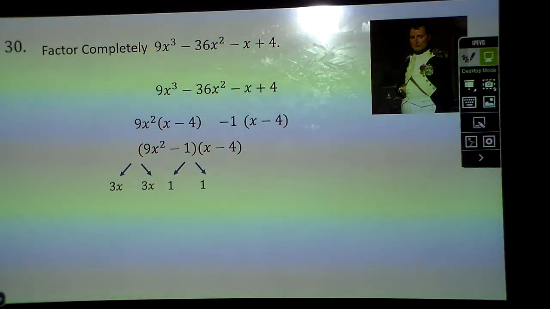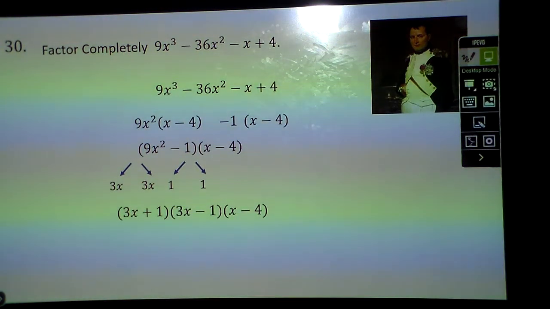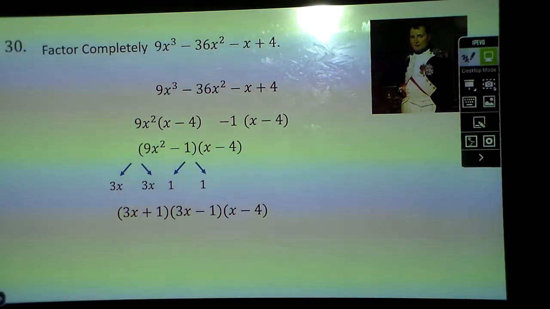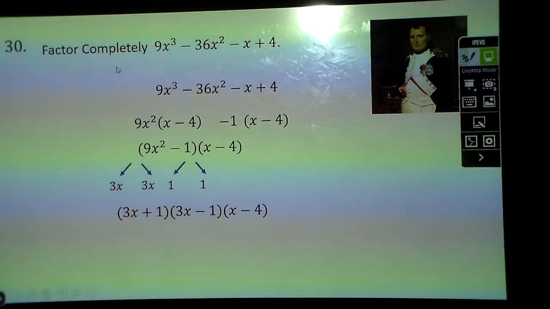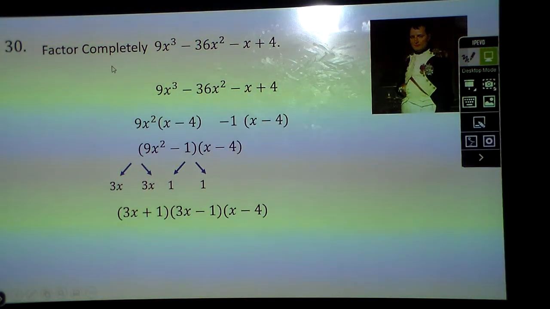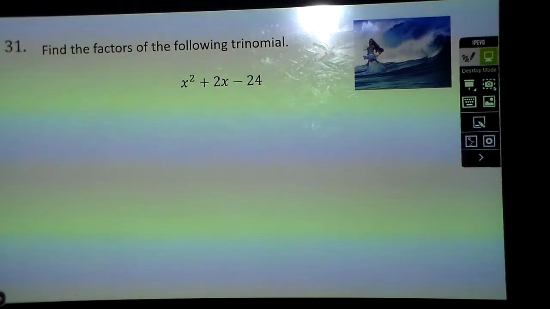3x times 3x, 1, 1. You've got to be careful about that. So here we have 3x plus 1 times 3x minus 1 times x minus 4. There it's factored completely. And a key hint here is the word completely, indicating you probably have to do two types of factoring. That's a good hint for that.